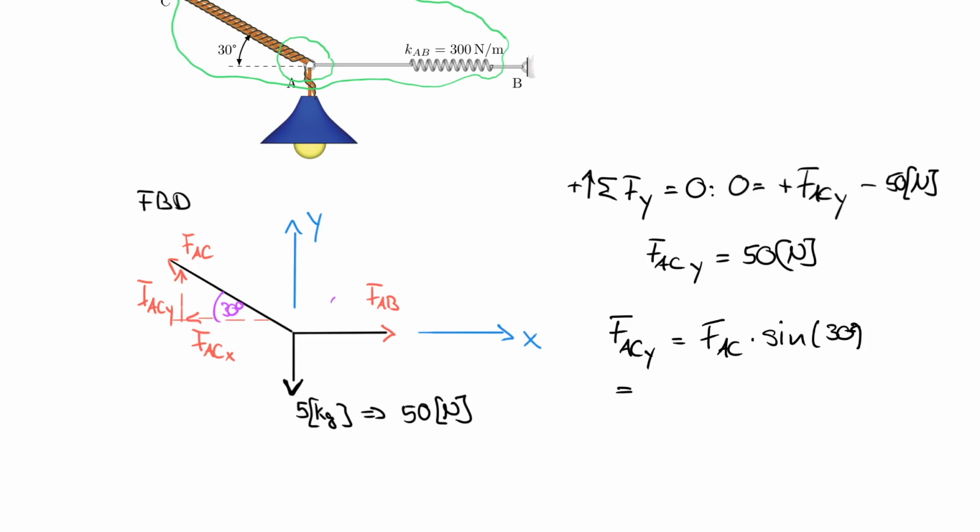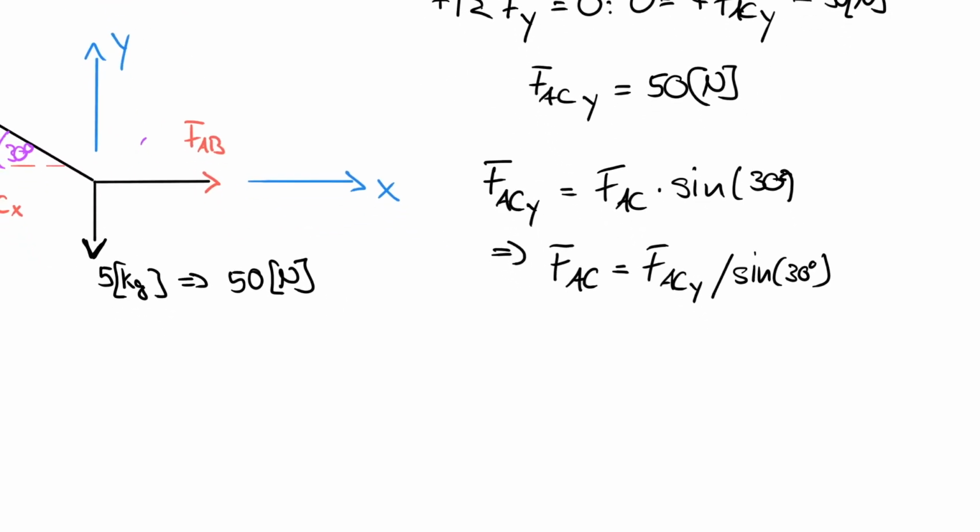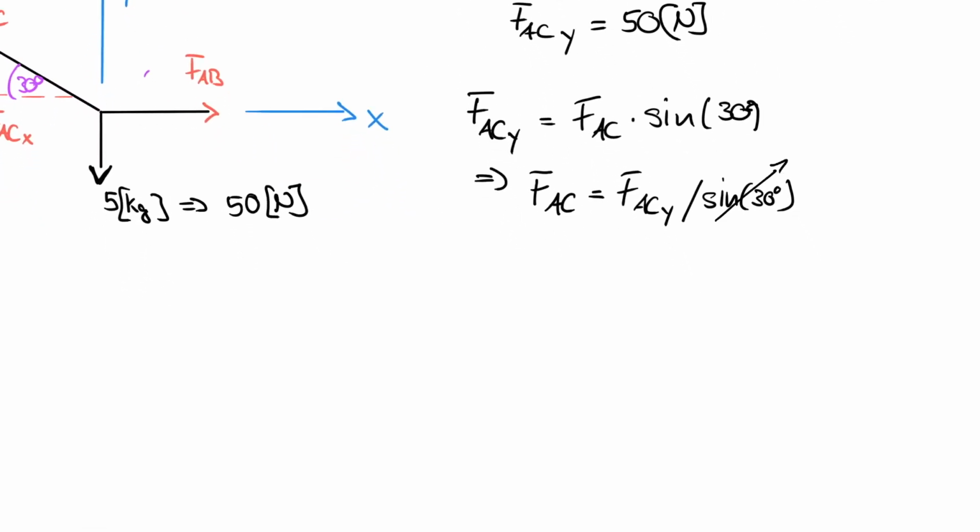So therefore, FAC is equal to FACY divided by sine 30. But keep in mind that sine 30 is nothing else than 0.5, and so therefore your FAC would be equal to 50 Newton divided by 0.5, which is nothing else than 100 Newton. And that does not get any easier.